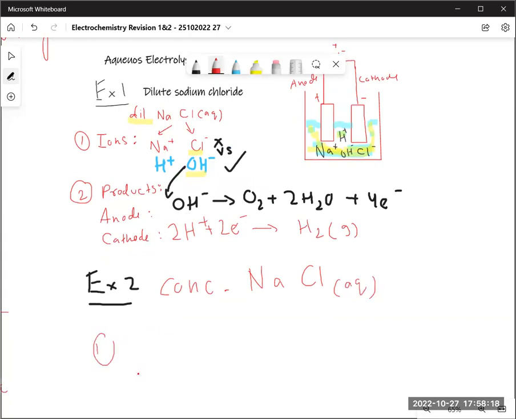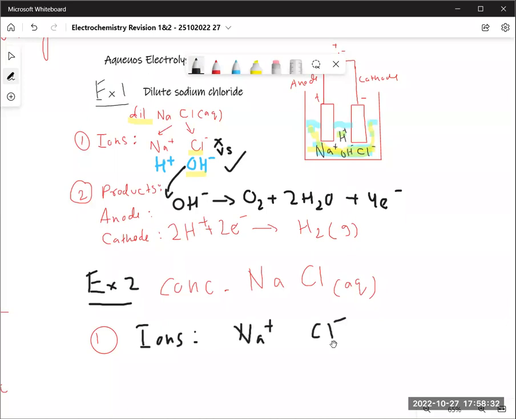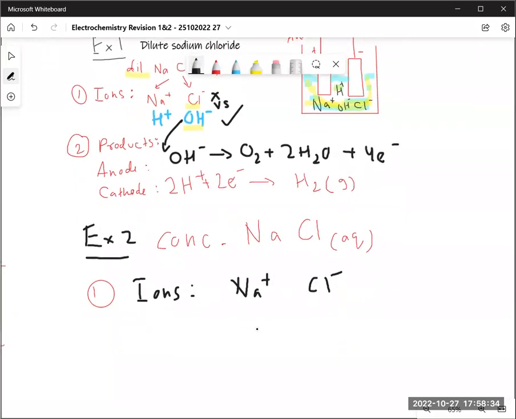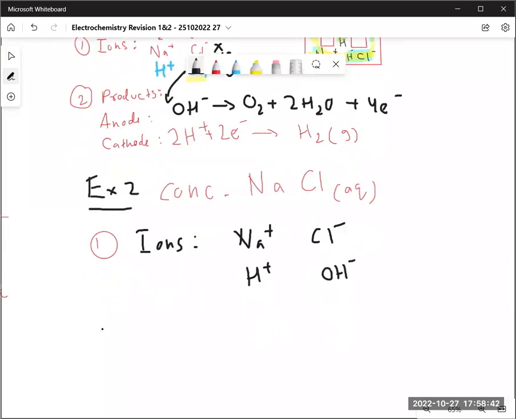What are the ions present? Na plus and Cl minus. Okay, Na plus and Cl minus. What else? H plus and OH minus. Yes, because it's not molten, it's aqueous. So that means there's water there. Water will form H plus and OH minus. Now the products. For the products, we need to know what will form at anode and cathode.